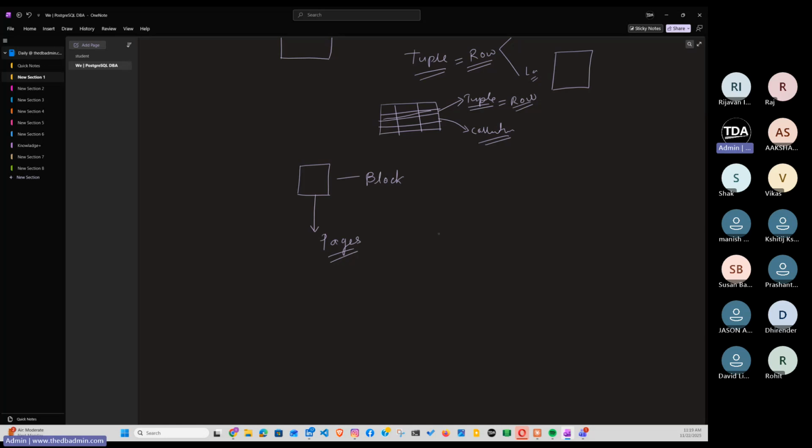So what is the default page size in Oracle? Anyone knows? In DB2 it is 4K. So in Oracle, 8K. Same concept goes to Postgres also. Here also the smallest or default is 8K. Make sense, everyone?